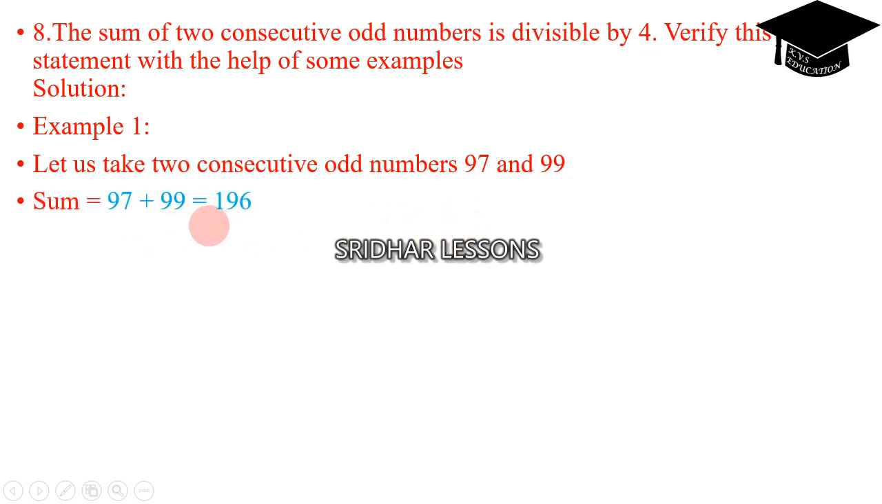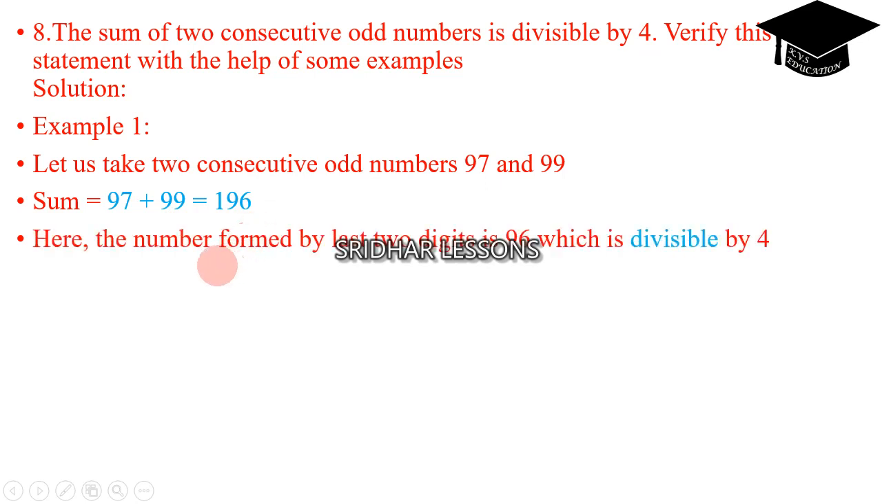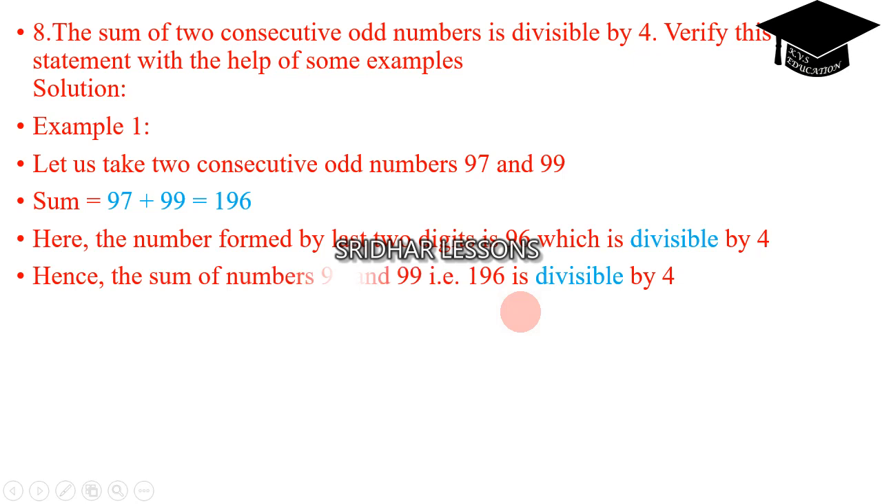So the sum of these two numbers is 196. Okay. The number formed by the last two digits is 96, which is divisible by 4. I think you remember the divisibility rule for 4. Hence, the sum of the numbers 97 and 99, two consecutive odd numbers, is divisible by 4.